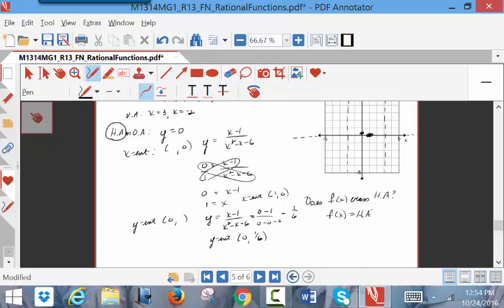So my f of x is x minus 1 over x squared minus x minus 6.